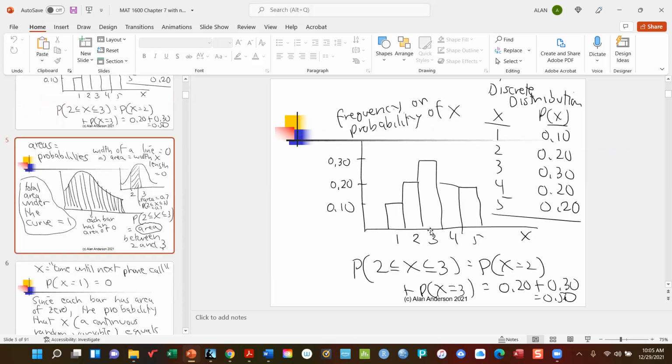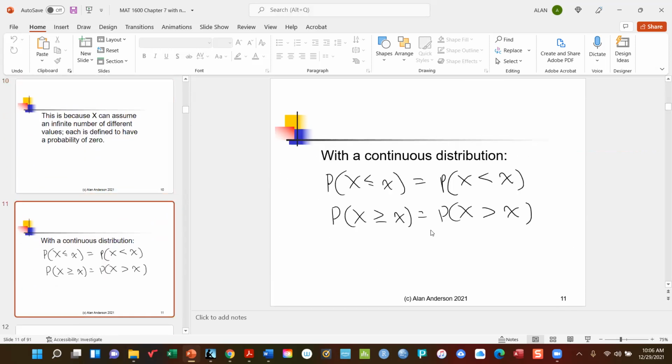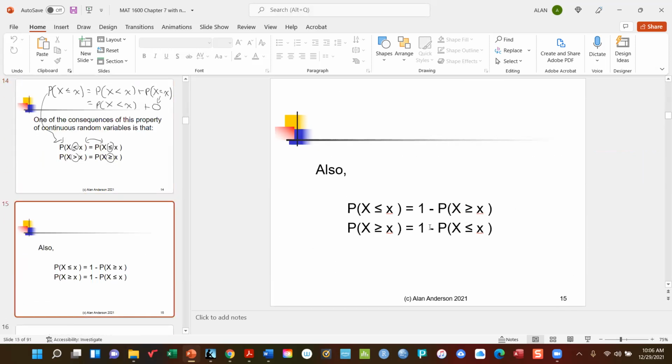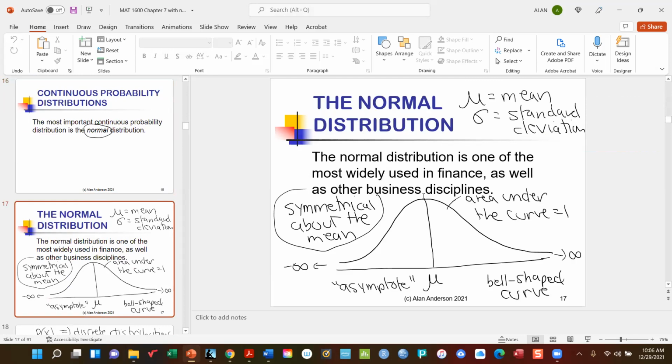There we go. So let's jump ahead. We already have discussed how a continuous distribution is different. So let's go back and revisit the normal distribution. Now, we did mention a few of these key details already.